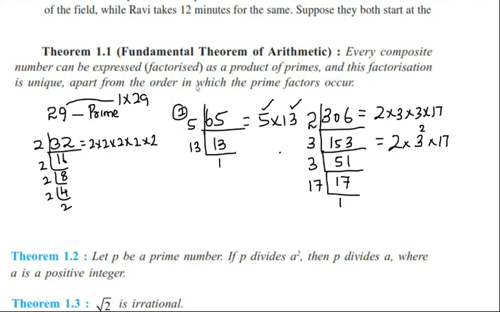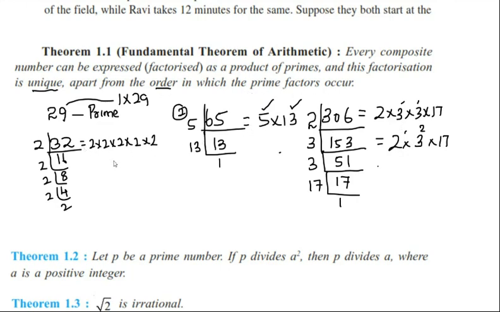And its factorization is unique. What is the meaning of factorization being unique? That means in this, the numbers 2, 3, 3, 17 only will be there. Order may change, that's all. Here I could have done first with the 3 table or the 17 table itself. Then also only the order will change, apart from the order in which the prime factors occur.